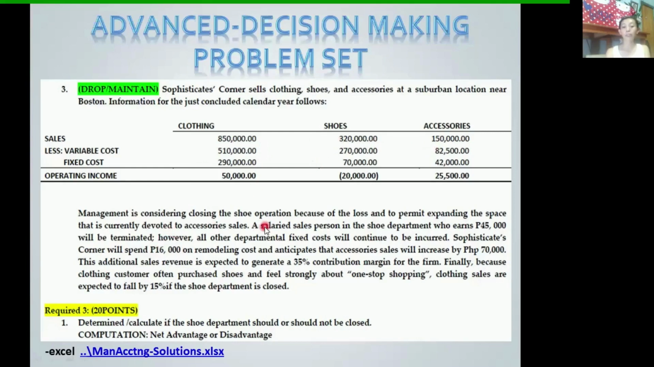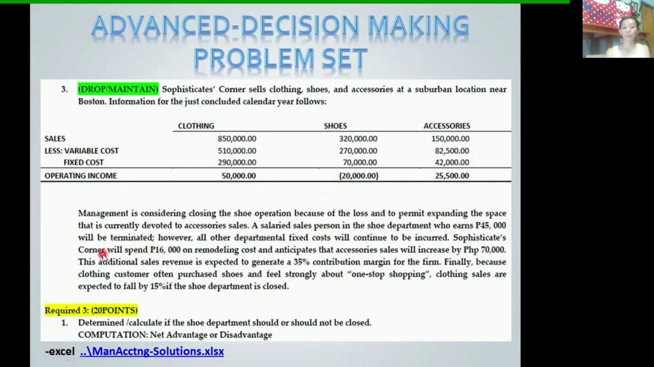Management is considering closing the shoe department operation because of the loss and to permit expanding the space that is currently devoted to accessory sales. So their idea is to close down the shoes to expand the space for the accessory department. A salesperson in the shoe department who earns 45,000 will be terminated. So that is an eliminated cost.